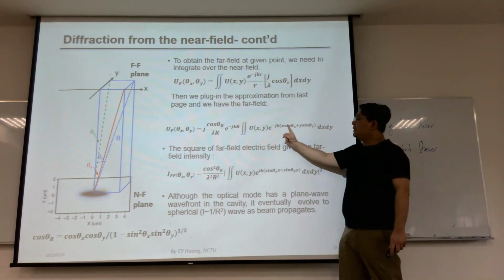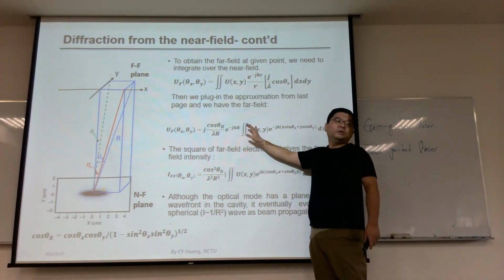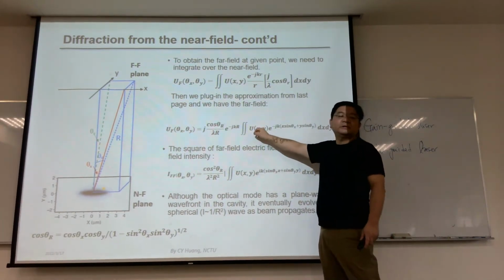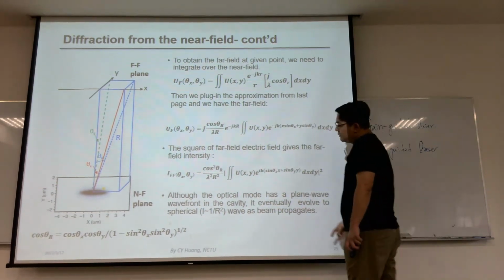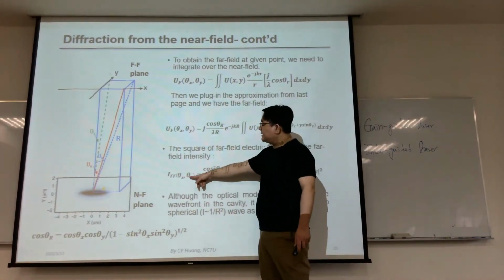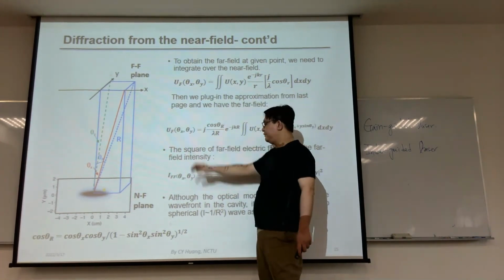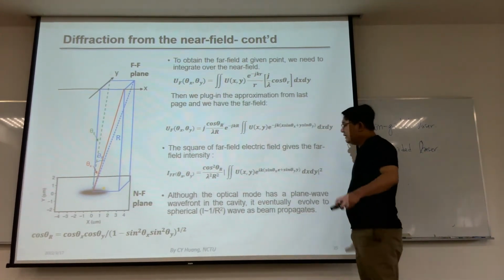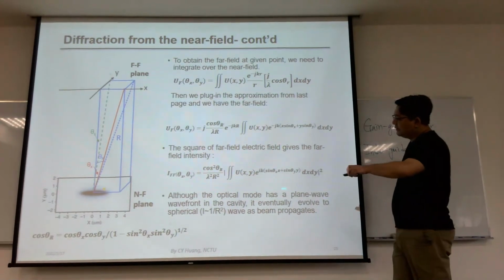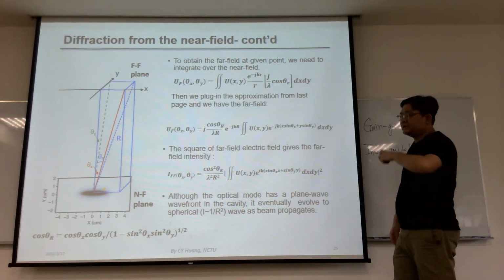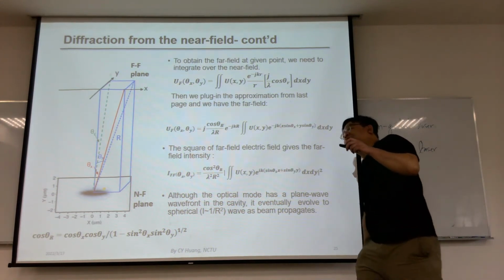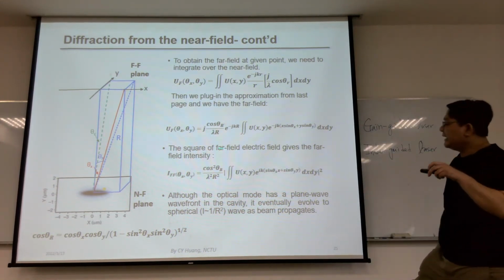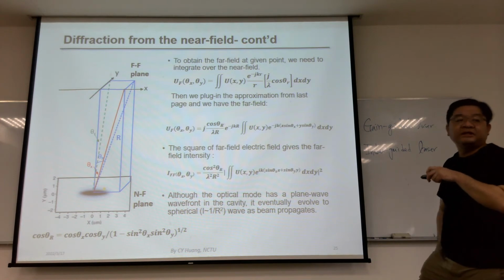Then summing up all points in the near field. Then the intensity is the square of the electric field. So it looks like a very long term of this one. So there's a few insights we will get from this equation.